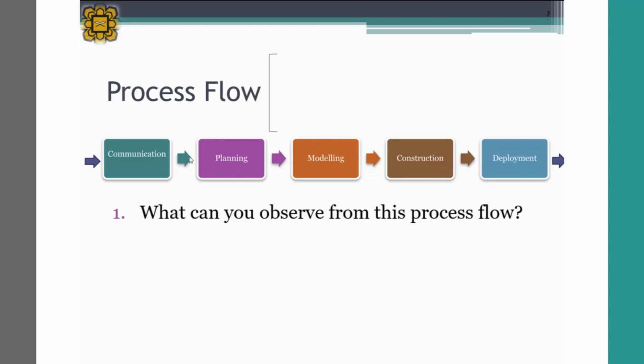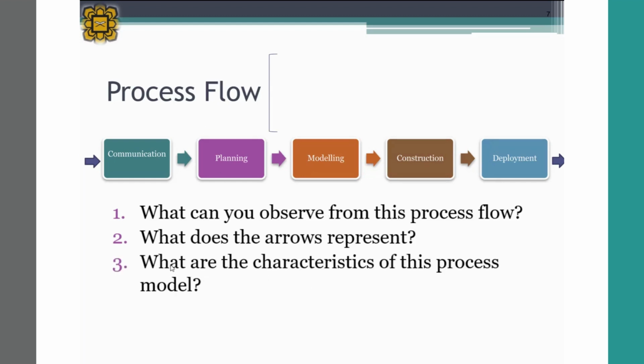Okay, that means in order for you to do planning, you have to finish communication first, and you cannot go back to the previous step. So it must be in some order, and the order is what we call sequential. Okay, what do the arrows represent? Now these arrows represent the ordering of the process flow.